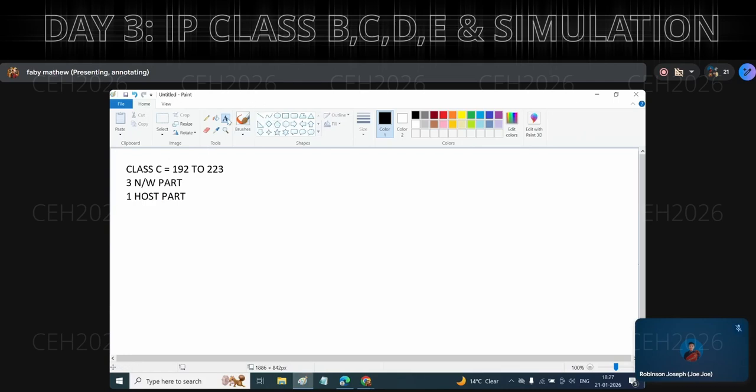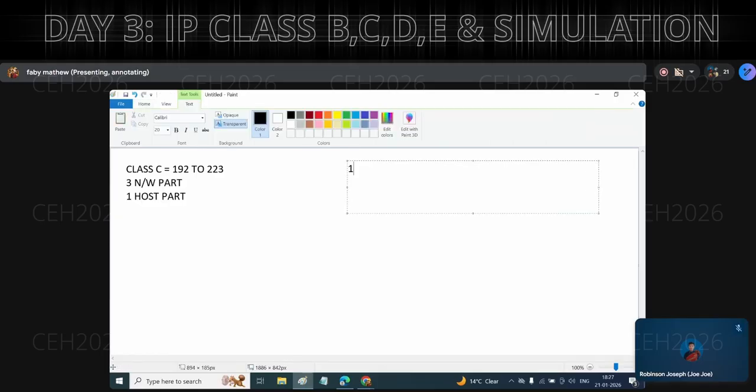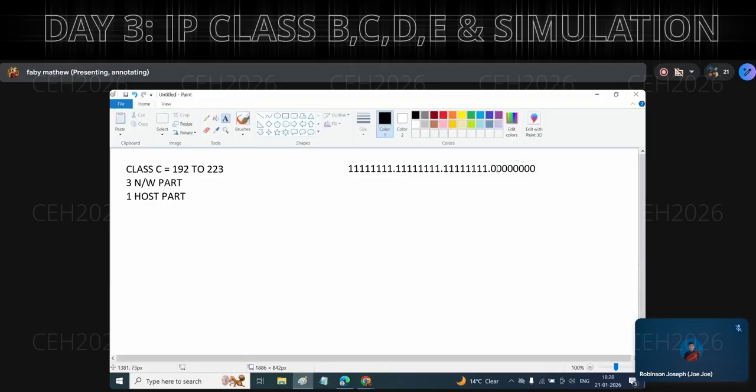Now what I have to do. If there are 3 network parts and 1 host part, that means it is like this. Got it? Now 3 octets belong to the network part. We cannot change the value in these 3 octets. We only have 1 octet here to increase the value, to increase the IP addresses.